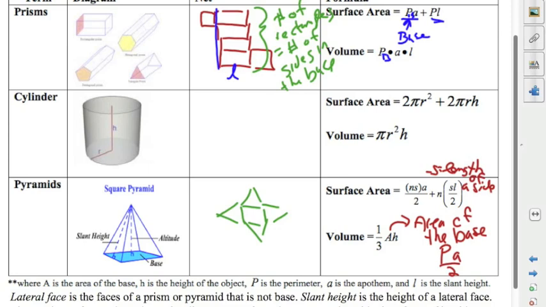Okay, surface area of a cylinder. Seems like you guys have done this before. Sounds like it's mostly review. So surface area of a cylinder, again, this: pi r squared. What's that really the area of? The circle, right? But because we have 2 of them, that's why we multiply by 2.